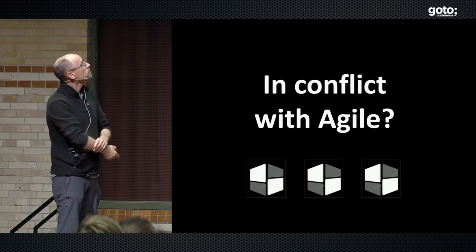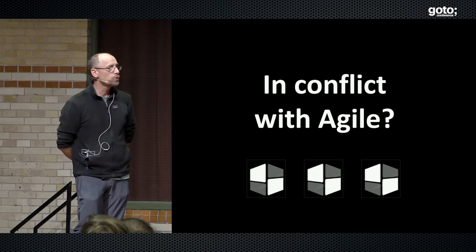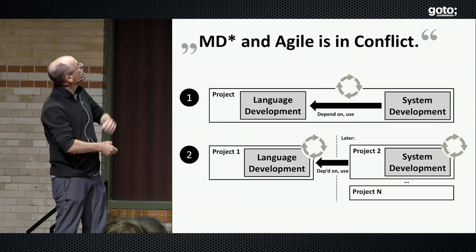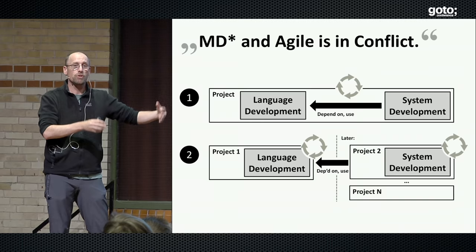So how does all of this relate to Agile? That's another thing I hear, right? Well, we do Agile stuff here, we do DDD, we give our classes names that correspond to the domain, that's good enough. I think that's total nonsense. So let me point out how this looks. There are two scenarios. Scenario one, you have one project in which you develop a language and some other code that uses the language in the same project, right?